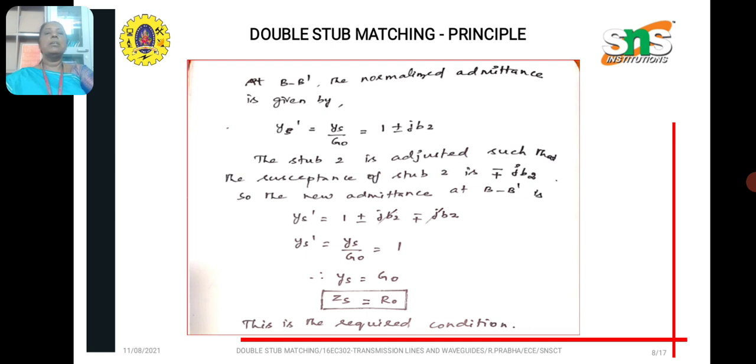At point B, the normalized load admittance is yb' equal to G0 plus or minus jB2... Here stub 2 is adjusted such that its susceptance is minus or plus jB2. So the plus or minus jB2 and minus or plus jB2 get cancelled. We get ys' equal to G0, or ys equal to G0, which gives Zs equal to R0. This is the required condition for impedance matching, achieved by using the two stubs in this way.